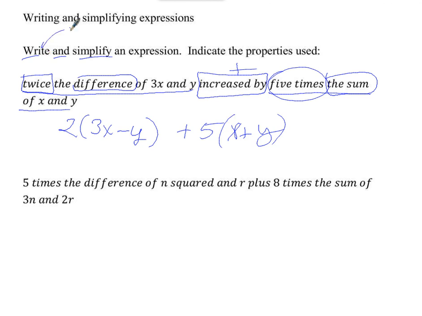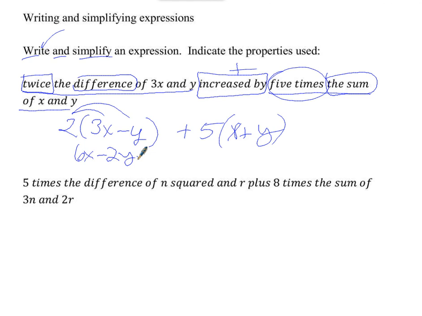And simplify the expression. That's what we're at now. And then also indicate the properties that you use. So, if I want to simplify this thing, what can I do? Distribute. So we have 6x minus 2y. I did that. 2 times 3x is 6x. And then I did that. 2 times negative y is negative 2y. Because what is the number in front of that y? Actually, it's negative 1. So 2 times negative 1 is negative 2y.